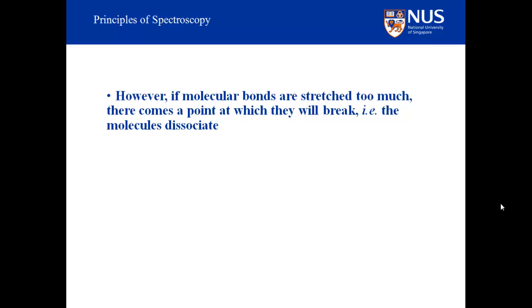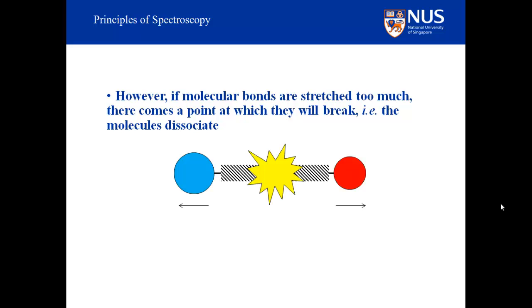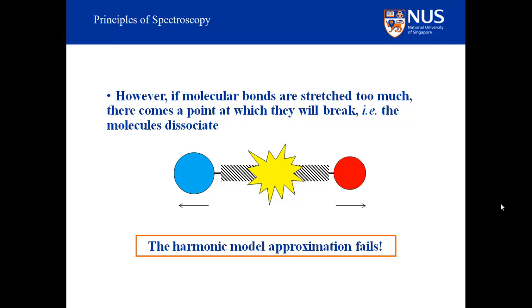So far, we have discussed what is known as a harmonic oscillator. However, there is a problem. If we stretch a real molecule too much, it will get to a stage where it breaks. The molecule will dissociate. This basically means that the harmonic model approximation fails. And we know that because we've seen the real electronic potential energy and we know that it doesn't follow a harmonic potential. A real potential tends to zero as the bond length gets larger and larger. If we go beyond that level, the bond is broken.